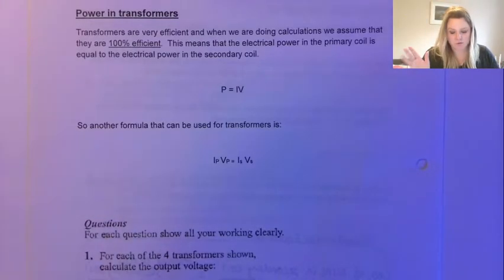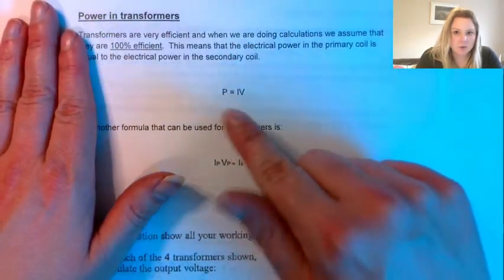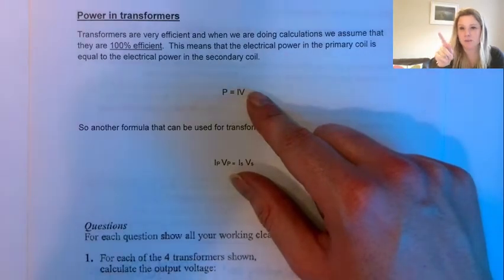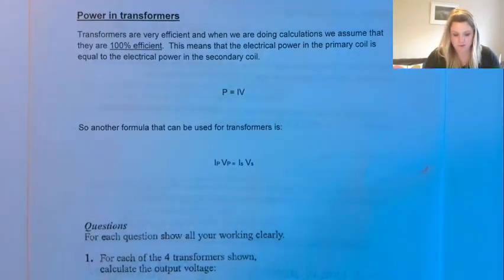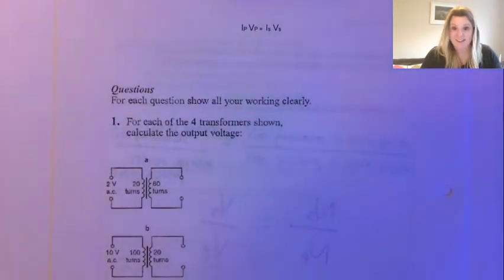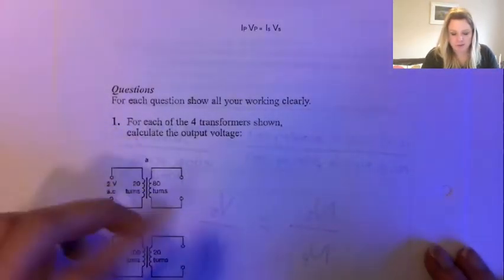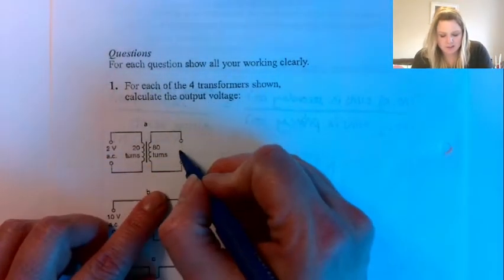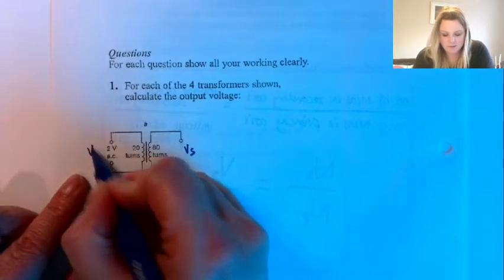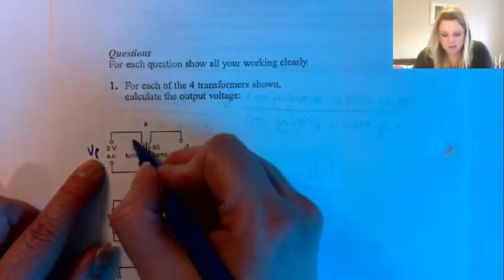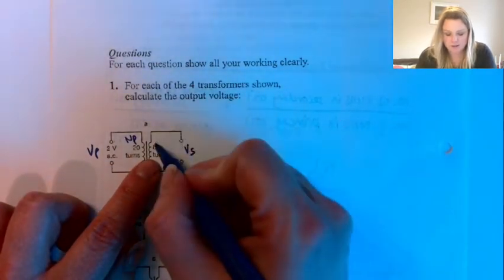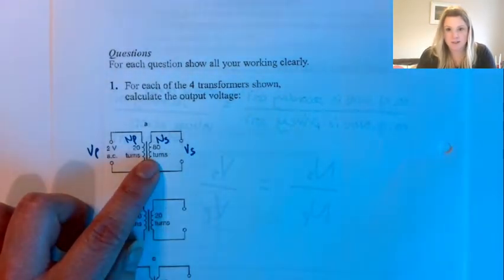Now over on to 242. I'm actually going to ignore this little tiny bit for now because I want us to practice using that other equation. So I'm going to do 1A here, just like a wee example for you. For each of these, calculate the output voltage. So output voltage is VS. This is our VP, our primary voltage. This is our primary number of turns, so that's NP. And this is our number of turns in our secondary, so NS.